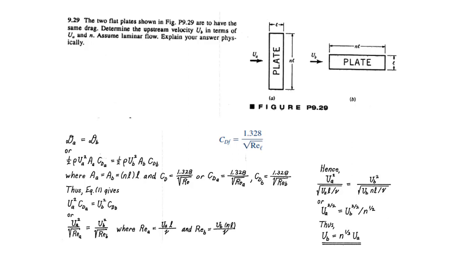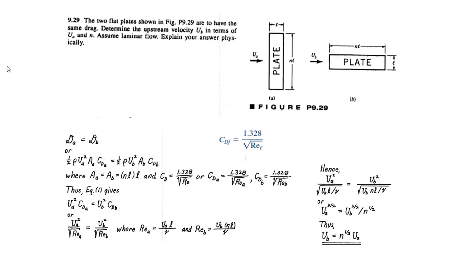So let's start. The first numerical is 9.29. This is the numbering I'm following; these last slides are from the solution of the book Munson, which is provided to you. So let's read out the question.